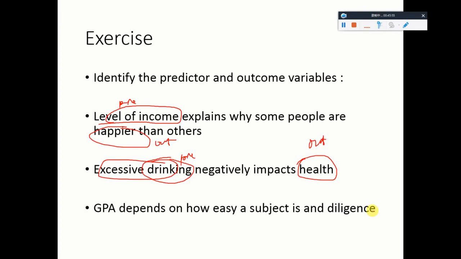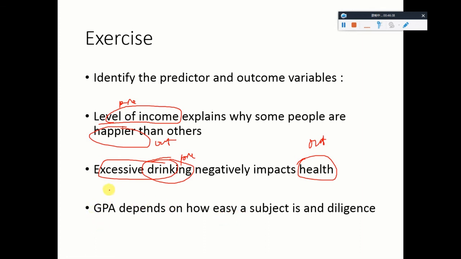Lastly, GPA depends on how easy a subject is and how diligent you are, how hardworking you are. This one is a little tricky, and I lied a little bit when I said that in each sentence there are only two variables, because here there are actually three variables. That's the first trick. The second trick is that this sentence is framed differently from the previous two sentences. So you cannot simply solve this by saying, oh, this word appeared first, so that must be the predictive variable. If you think that way, you're wrong in this case.